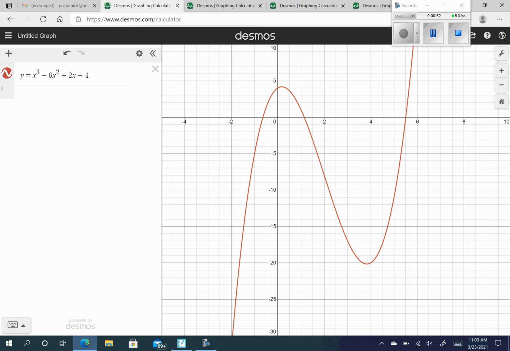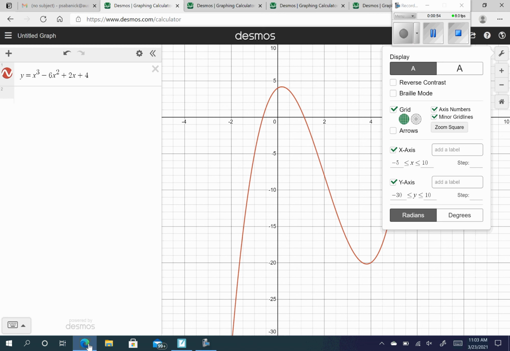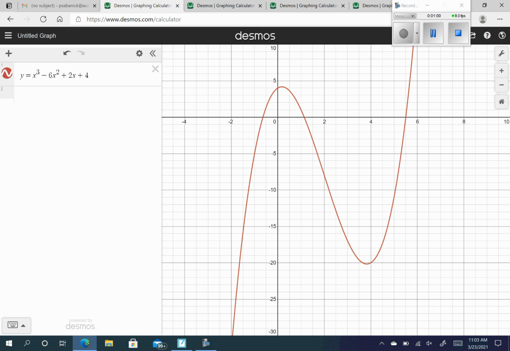And I put in the window settings. Remember, you can always go to this tool icon, and then this is where you can set the x-axis and the y-axis. So what we're looking at here for the zeros is negative 0.64, 1.135, and 5.505.